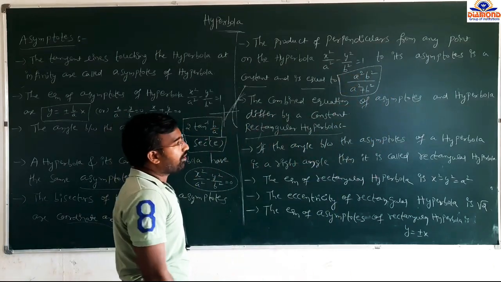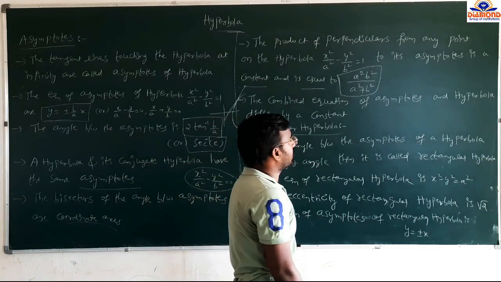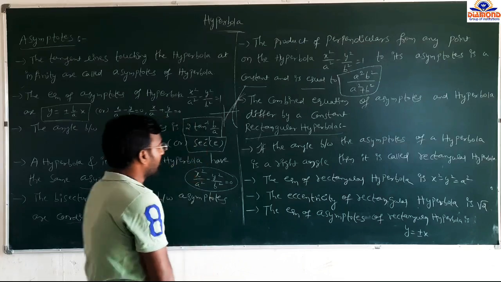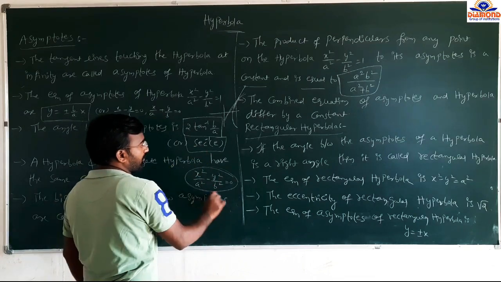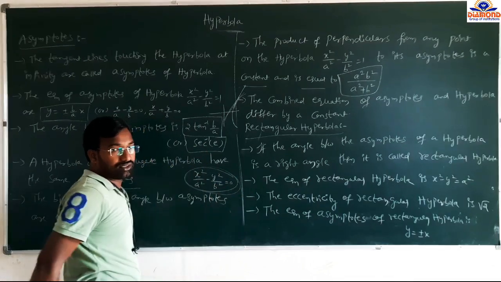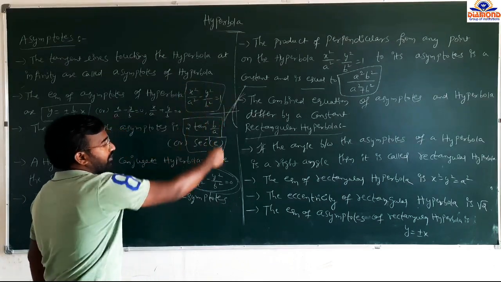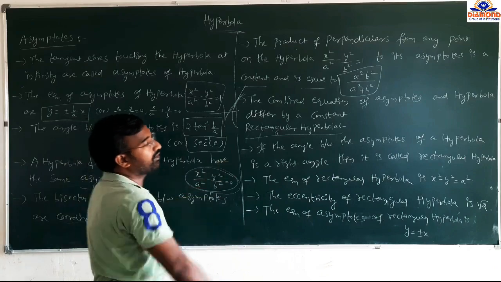Next, the combined equation of asymptotes and hyperbola differ by a constant, because the equation of asymptotes is x square by a square minus y square by b square equal to 0. Equation of hyperbola is x square by a square minus y square by b square equal to 1. So, the difference is constant only.